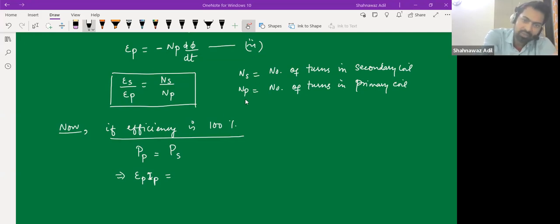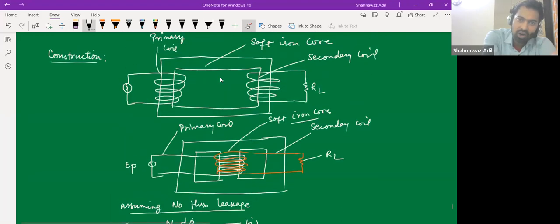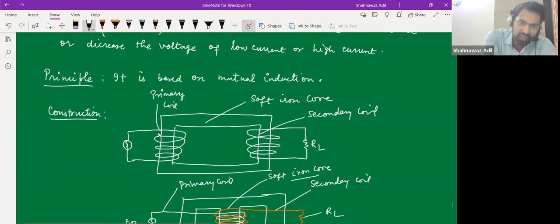So now I am saying that efficiency is 100% means that all the power which is generated in the primary coil is converted into the secondary coil. And similarly, all the power generated in the secondary coil is converted into the primary coil. So this transformer is 100% efficient, right?